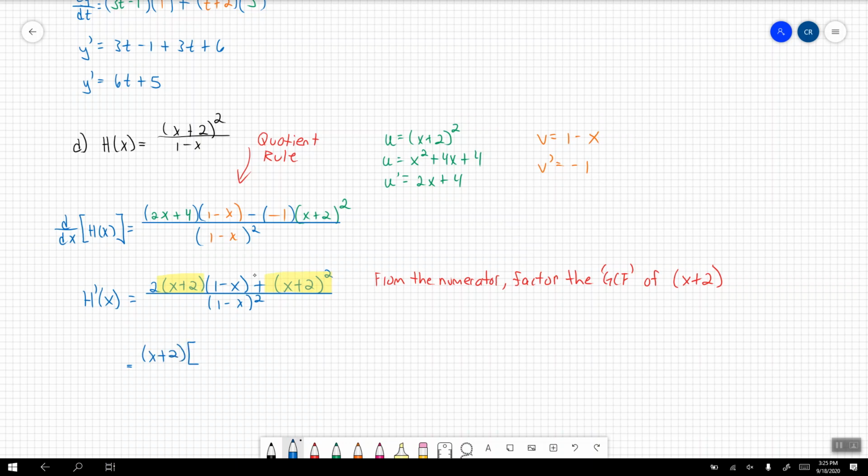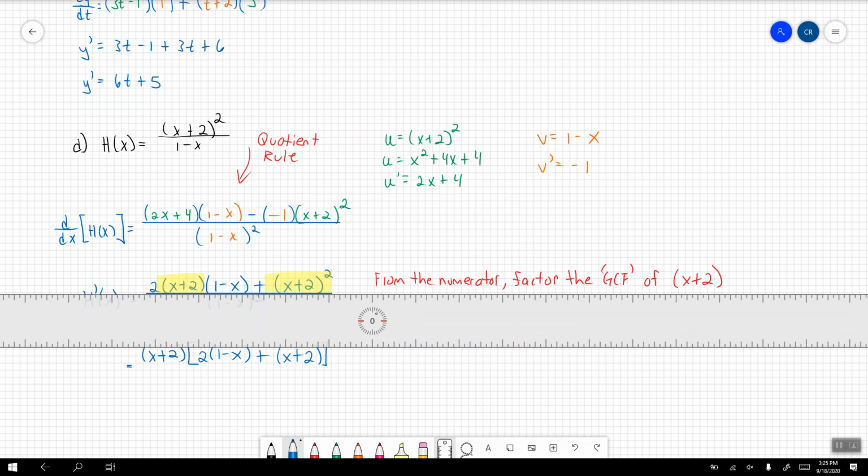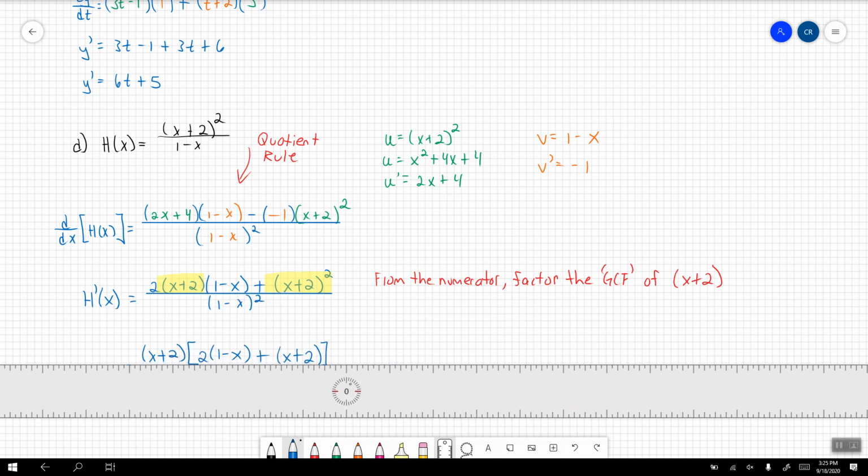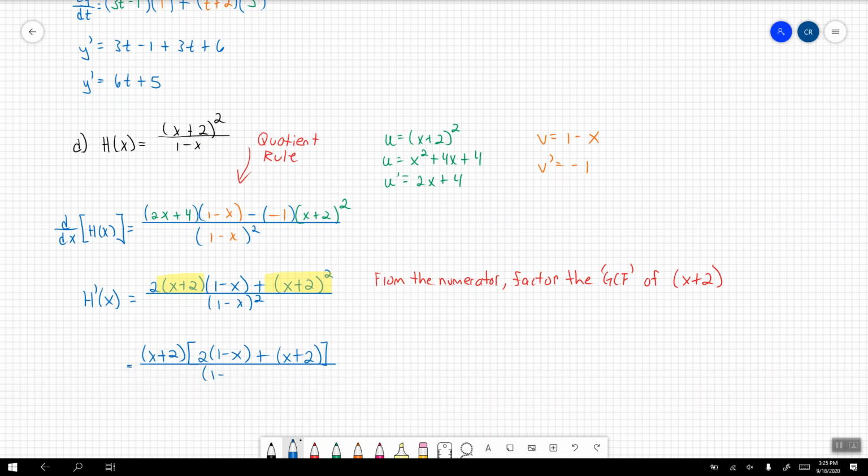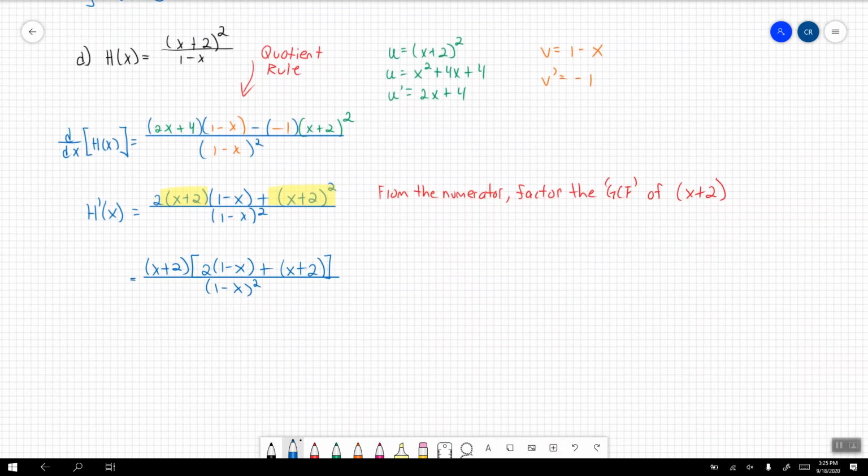For the first term, I took out that x plus 2, so I'm left with 2 times 1 minus x. Plus, the second term has 2 copies of it multiplied by one another. If we took one of them out, then we just have x plus 2 left over. Which means the denominator is just 1 minus x quantity squared. Now we can clean up that numerator just a little bit more. And again, this is all still h prime of x.